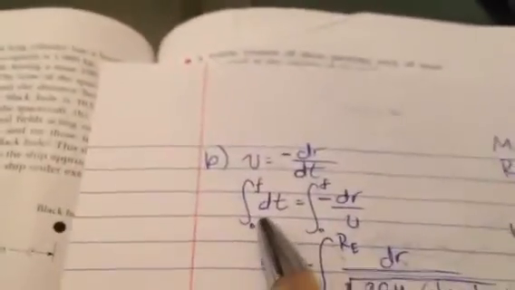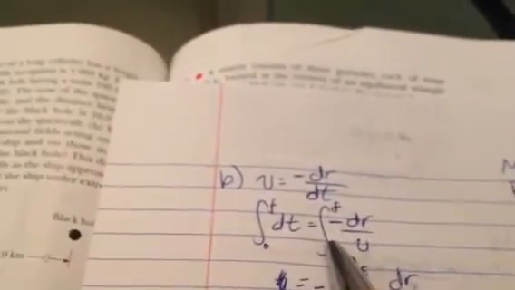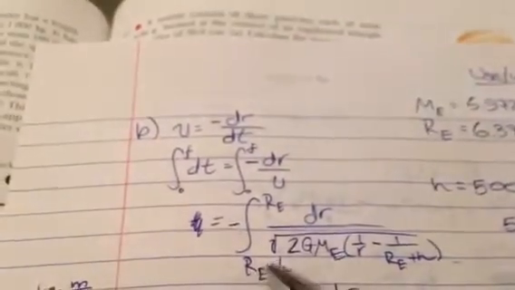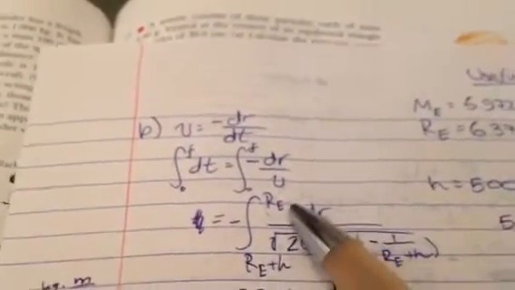Okay, so now that we know that, we are going to find the integral. So we know that velocity is equal to negative dr/dt. If we isolate dt, we're going to take the integral on both sides with some initial quantity in terms of height and some final quantity. And what we get is a negative outside, and the initial being the radius of the Earth plus height, and the final being the radius of the Earth.